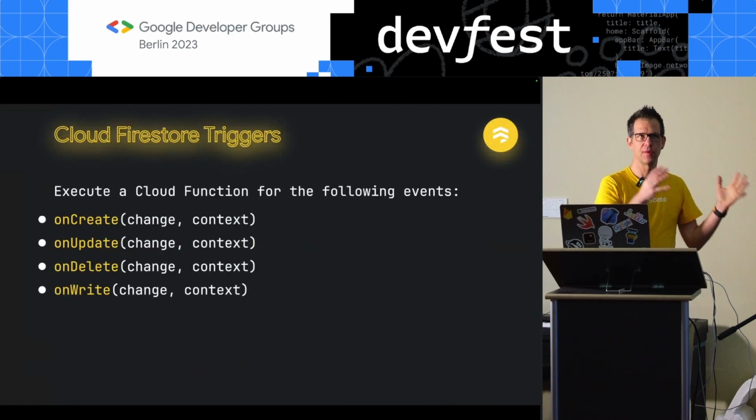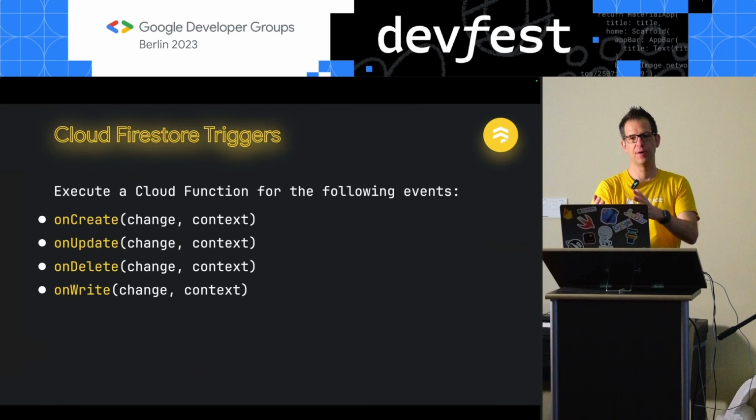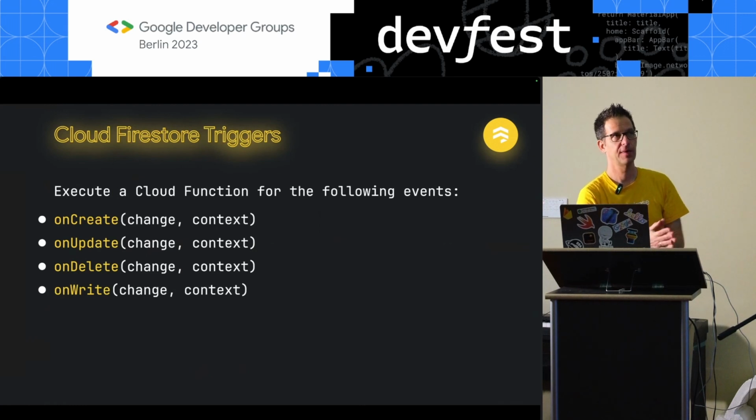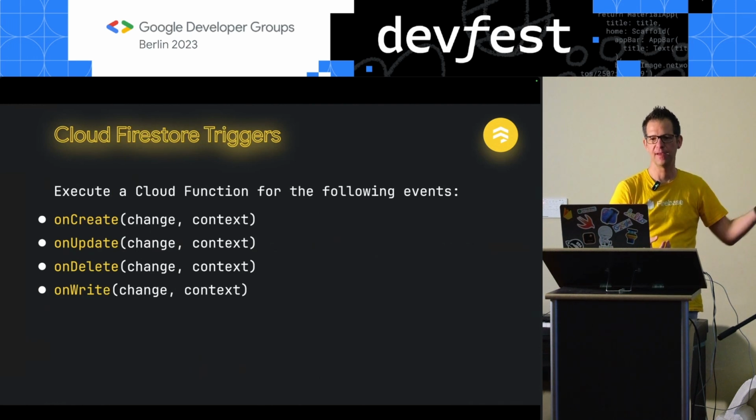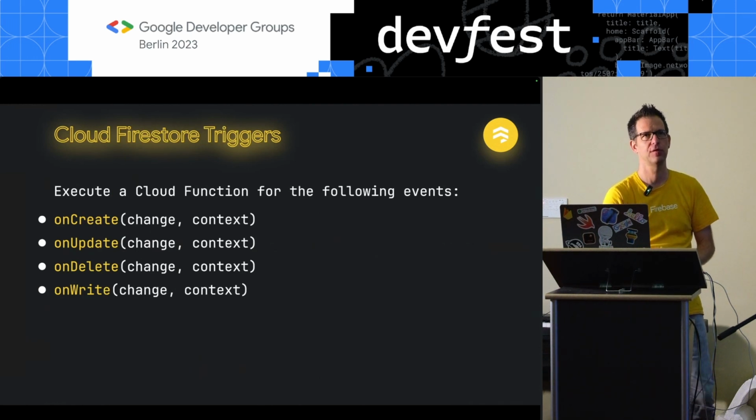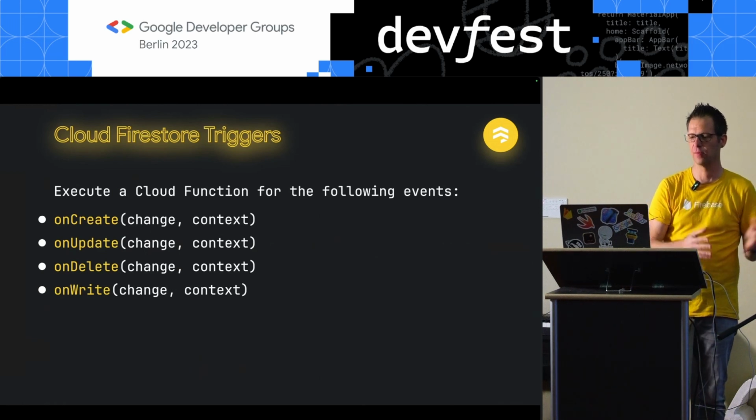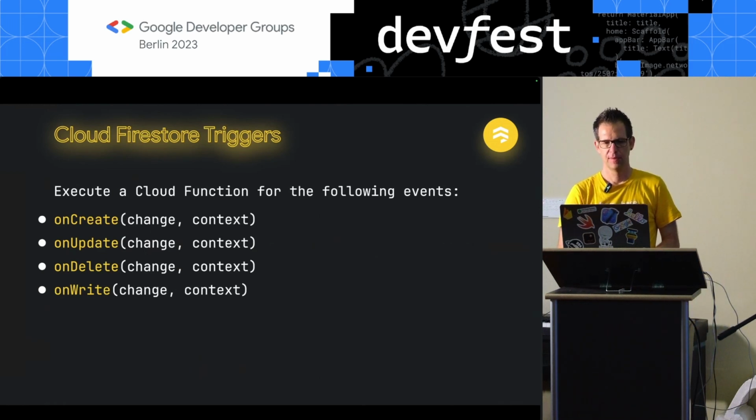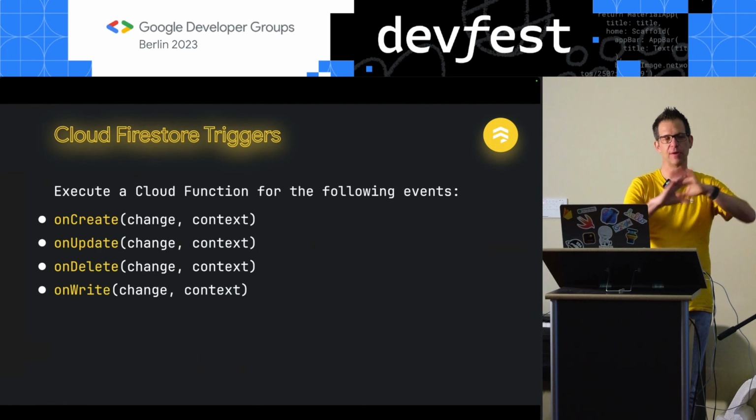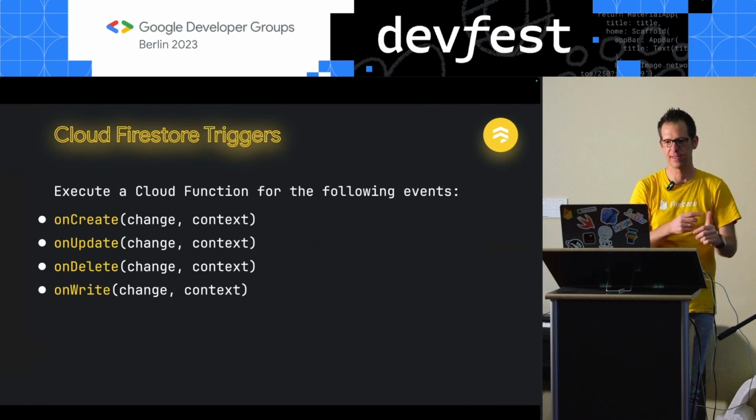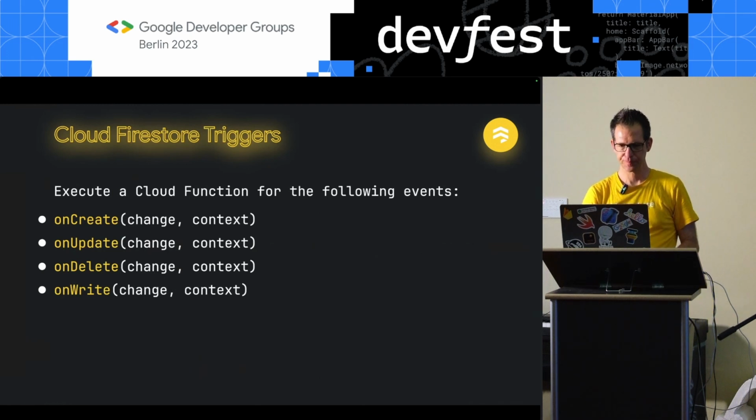Okay, so what happens if we store that document into Firestore and we want to operate on it? Here you can see the four basic kinds of triggers that you can use to operate on a document in Firestore. You can run a trigger when the document is created, or when it's updated or deleted, or write is a general write, so creating, updating, or deleting.